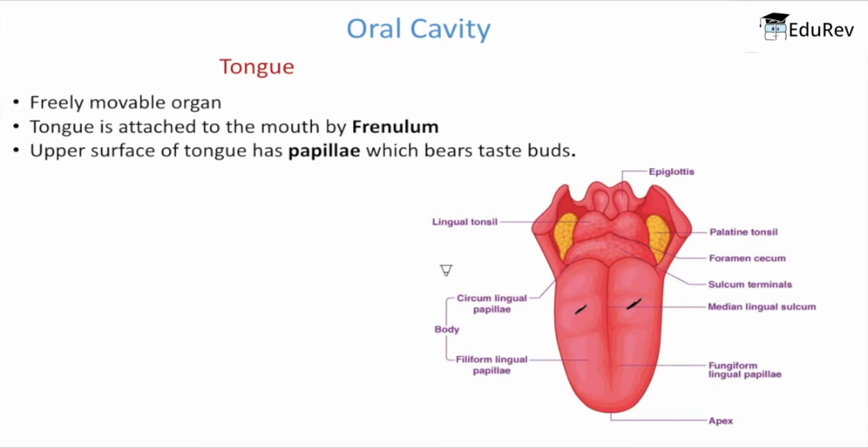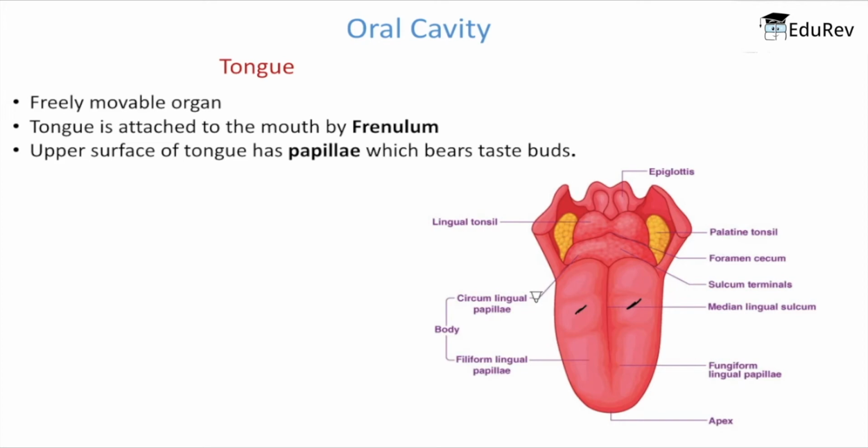Now it consists of the taste buds, which are also called papillae. Because of these taste buds you can feel the various kinds of taste such as sourness, bitterness or sweetness. And it is because of the papilla-like structures present on the upper surface of the tongue.